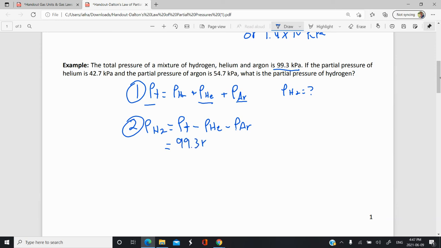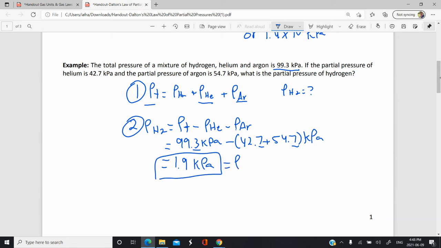So that's equal to 99.3 kPa minus, I'm just going to combine them together here, 42.7 plus 54.7. So I'm doing minus those kPa. It's 99.3 minus 42.7 minus 54.7, and we get about 1.9 kPa. We have the same number of decimal places, one, so 1.9 kPa. That would be the partial pressure of hydrogen.